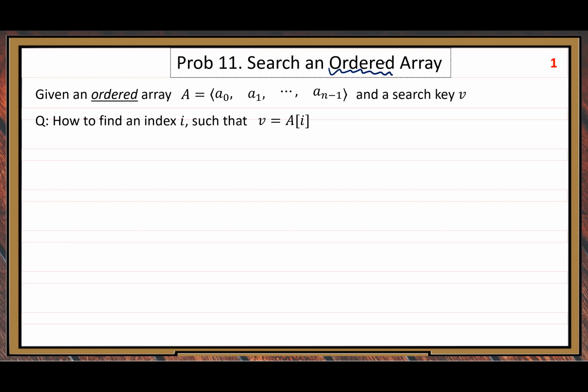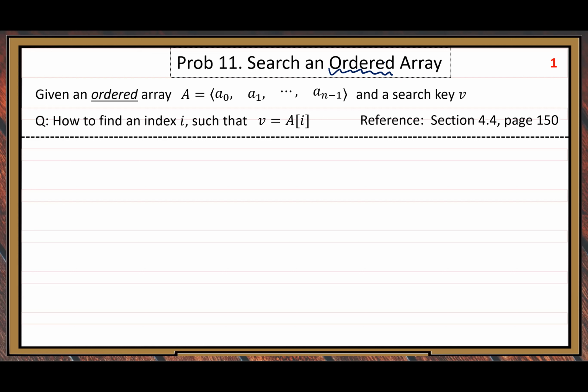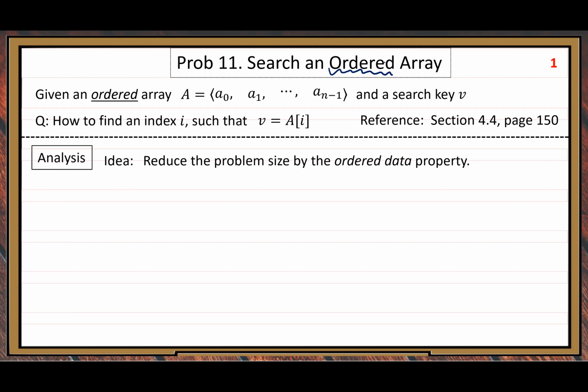All right. So the main question is we need to find a solution by taking advantage of this new property, the ordered data property. All right. Let's do analysis. How to take advantage of this ordered property? That's the most important thing we need to do. The idea: we use our old idea, reduce the problem size by the ordered data property. We used this way many, many times before.